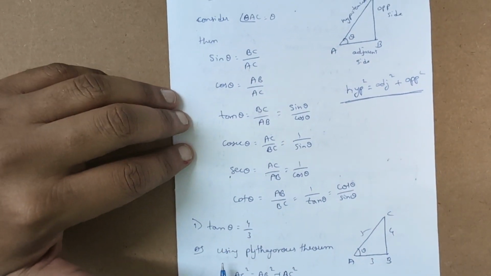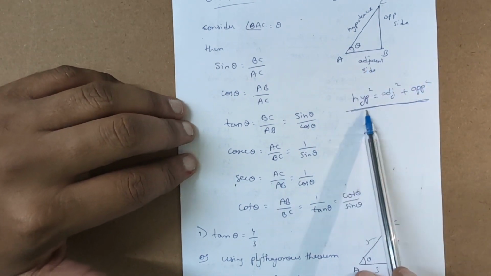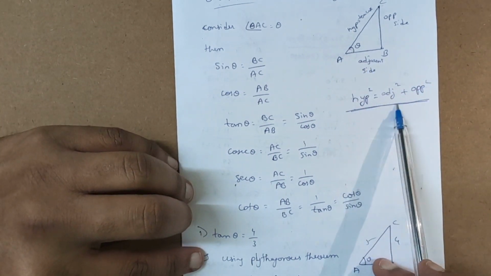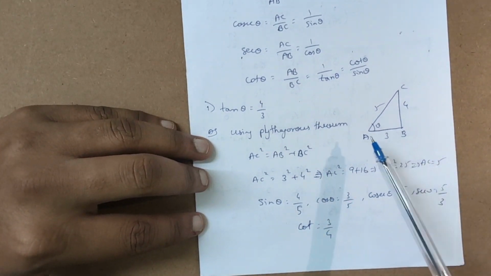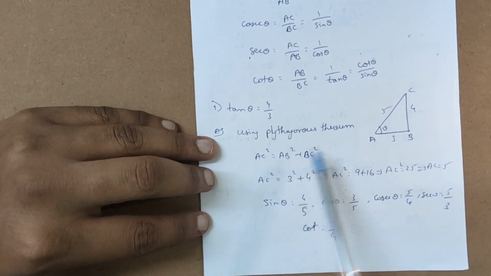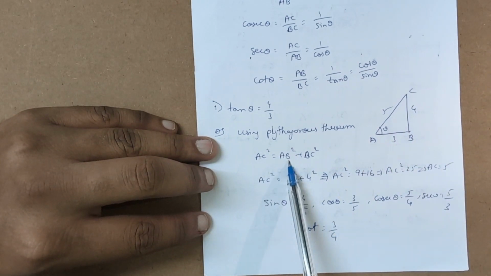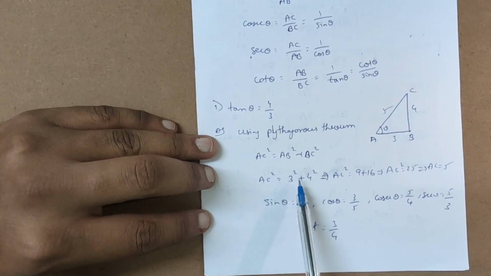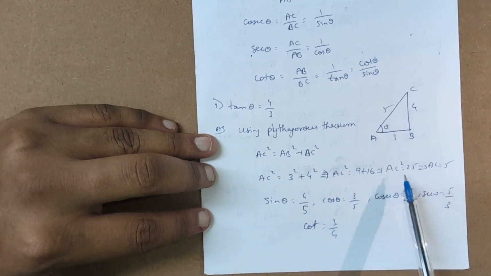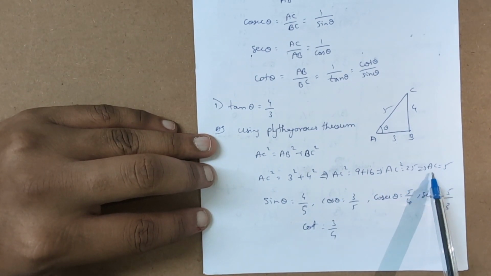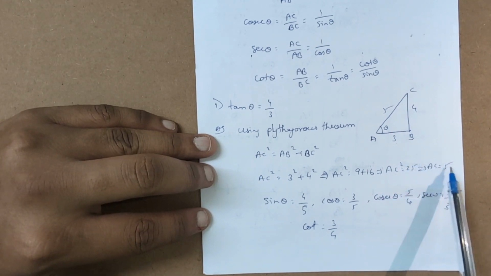For this we need to find the hypotenuse. As I mentioned before, for any right angle triangle, the main equation is hypotenuse square equals adjacent square plus opposite square. Here the hypotenuse that we need to find is AC. So AC square equals AB square plus BC square. AC square equals 3 square plus 4 square, that is 9 plus 16, that is AC square equals 25. And we conclude that AC equals 5 because the root of 25 is 5.